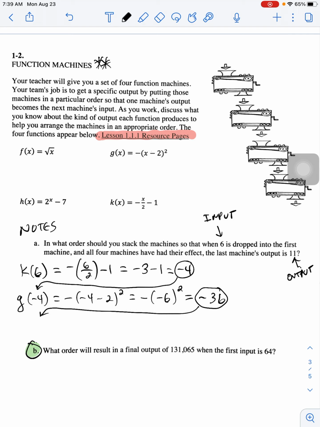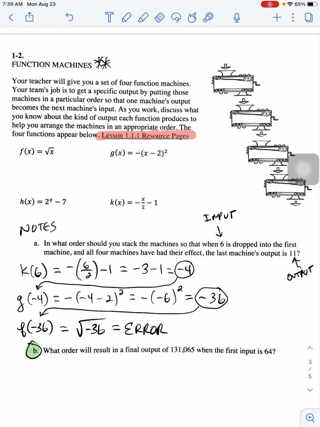But then when we would try to do that, if I try to do f of negative 36, I get the square root of negative 36, which if I try it on my calculator, I'm going to get an error because remember, you can't take the square root of a negative number. That's when you get into what they call imaginary numbers, which is not the focus of the day. So what's the story here?